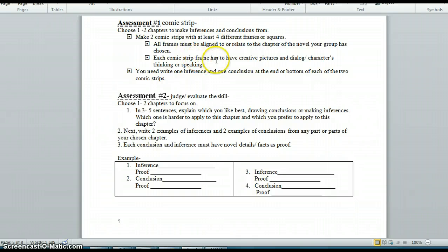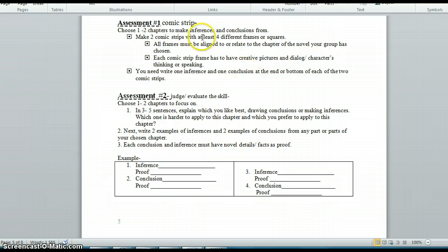Each comic strip frame has to have creative pictures and dialogue, or characters thinking and speaking. You need to write 1 inference, 1 conclusion at the end or the bottom of each of the 2 comic strips. So let's go over this. Set at least 4 squares with pictures and dialogue. At the end of that 1 comic strip, give me 1 inference and 1 conclusion, both. So 2 for 1 comic strip.